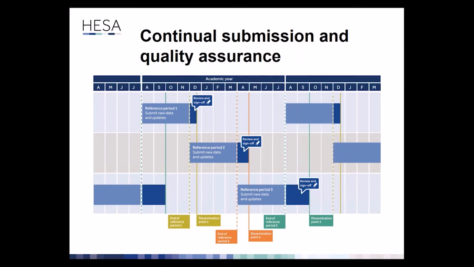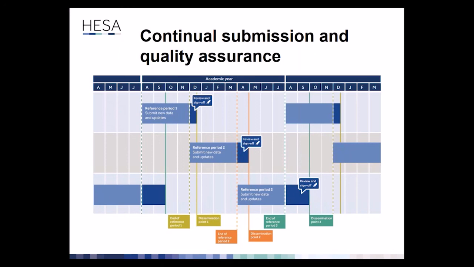So the collection system will always be open. Data is submitted following business events, and then you can update. You can submit updates at any time. So in effect, the work of submitting data to HESA becomes one of continual submission of changes in the form of new and updated data, and quality assurance gets spread throughout the year.